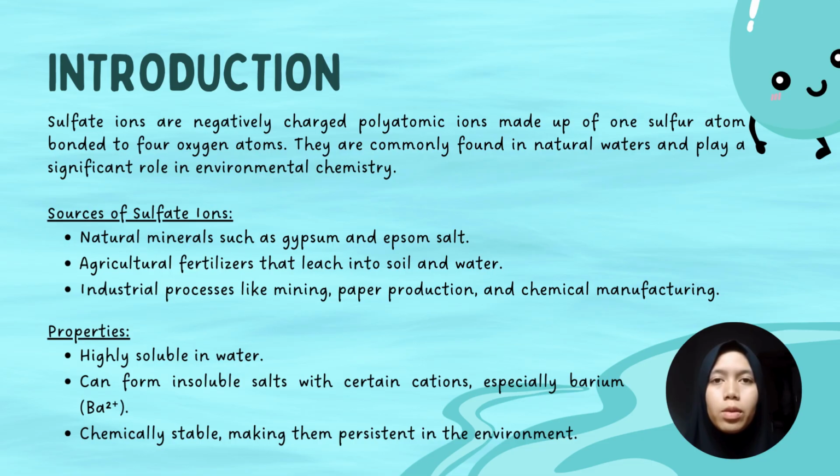Sulfate ions are negatively charged polyatomic ions made up of one sulfur atom bonded to four oxygen atoms. They are commonly found in natural water and play a significant role in environmental chemistry. Sources of sulfate ion: natural minerals such as gypsum and Epsom salt, agricultural fertilizer that leaches into soil and water, and industrial processes like mining, paper production, and chemical manufacturing. Properties: highly soluble in water, can form insoluble salts with certain cations, especially barium. Chemically stable, making them persistent in the environment.